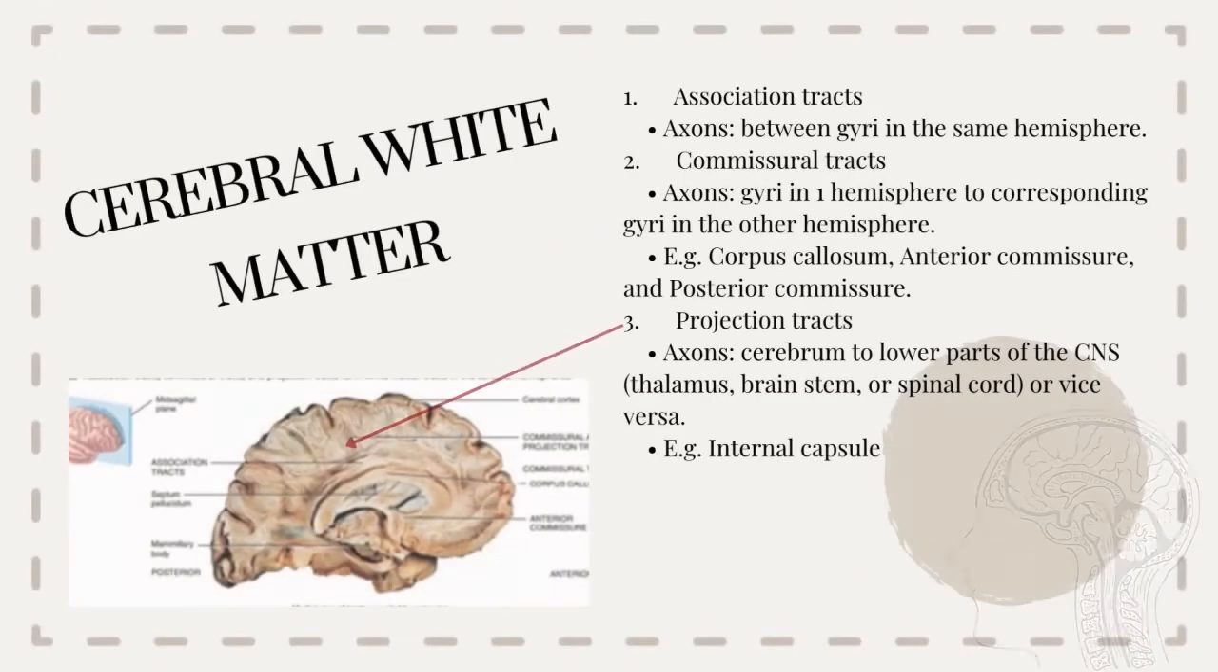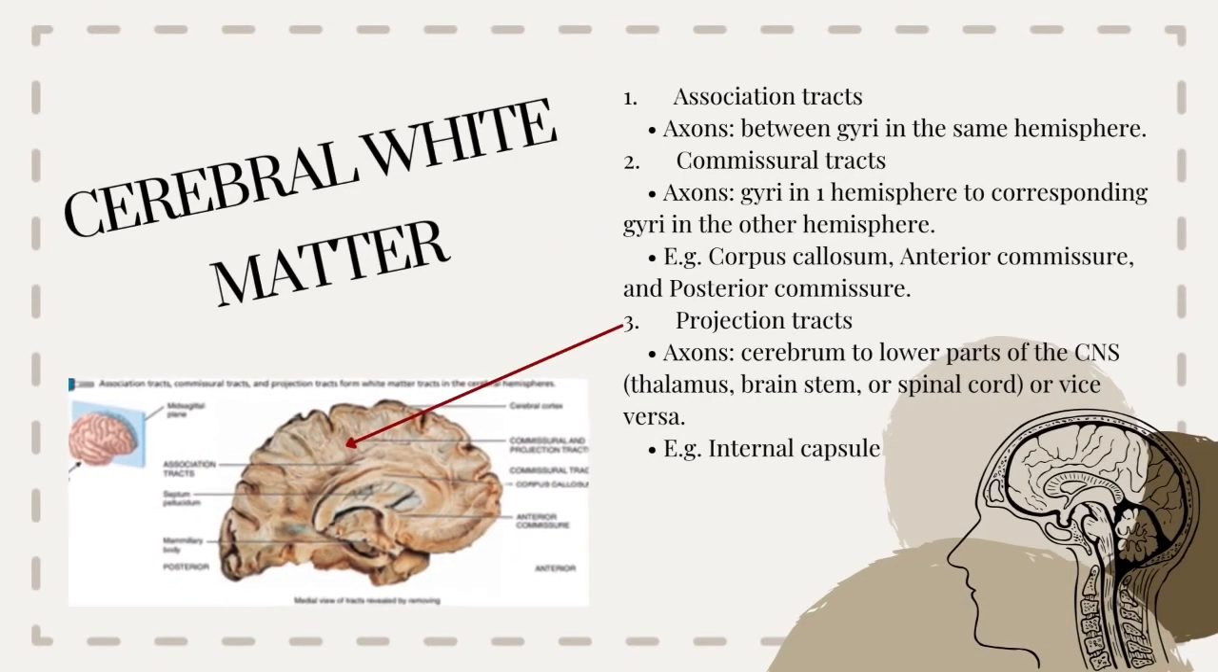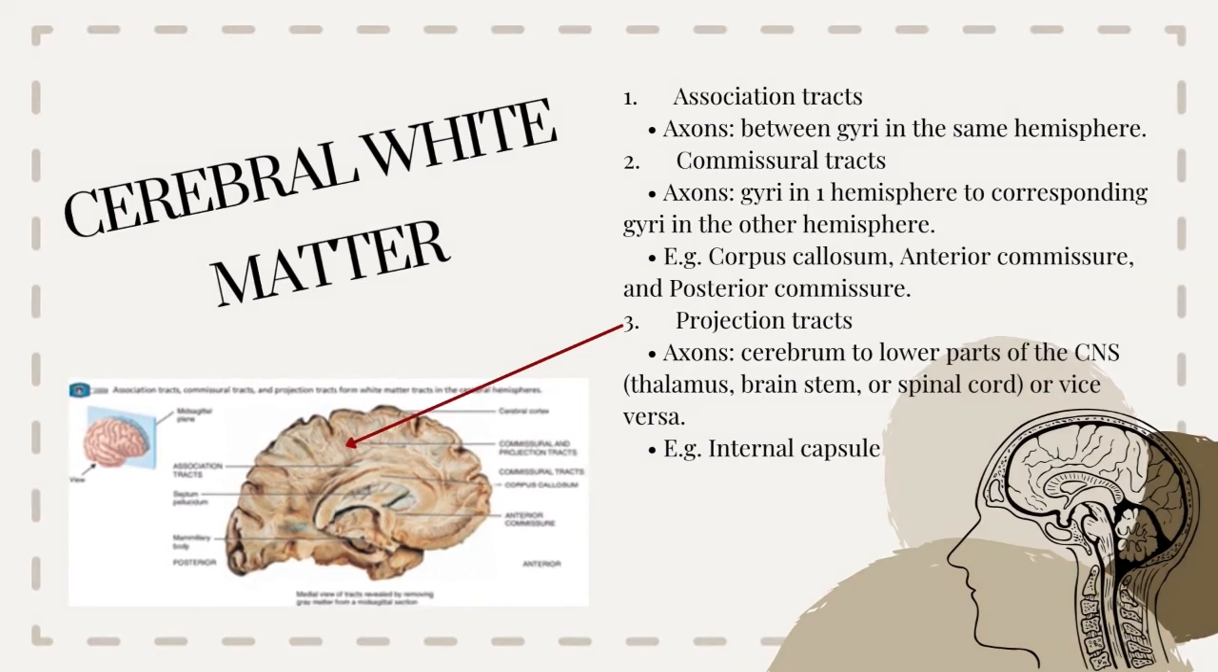Then lastly, you have the projection tracts. So its axons can be seen in the cerebrum towards the lower parts of the CNS, like your thalamus, your brainstem, and spinal cord, and vice versa. One example is your internal capsule. Again, an example of your projection tract is your internal capsule. It is a thick band of white matter that contains both ascending and descending axons.